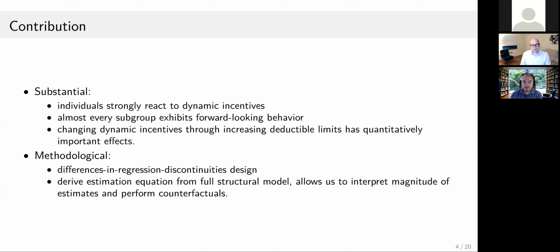Now, the title of this paper has a little methodological component to it. We allude to the idea of a differences-in-regression-discontinuities design, and a big part of my talk will be to try to convince you that this is a very useful way of looking at dynamic incentives and identifying interesting parameters. On top of that, we spend a lot of time deriving the reduced form equation that we actually estimate from a full structural model. What that buys us is that we know exactly what the parameters are that we're estimating, and it helps us to then do a counterfactual experiment, something that reduced form papers normally try to stay away from.